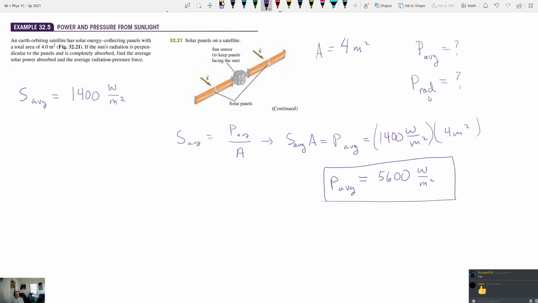And to find the radiation pressure, and it could just be watts. Thank you, it is just watts. Then to find the radiation pressure, we do S average divided by C. And it says that it is, what does it say? Completely absorbed. It's kind of ridiculous. If there's solar panels, they're going to be reflected, but that's fine. S average is 1400 watts per meter squared, divided by 3 times 10 to the 8 meters per second.